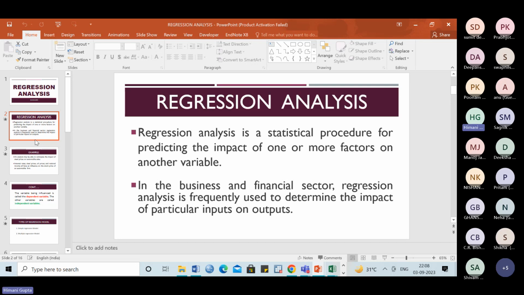Anyone, what do you mean by the word linear? Linear means straight line.